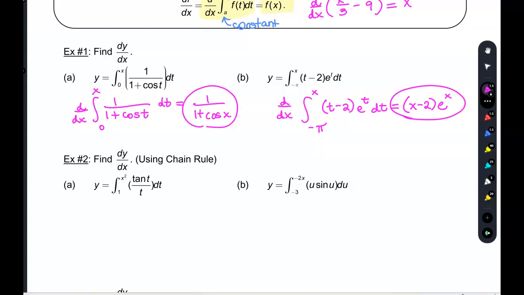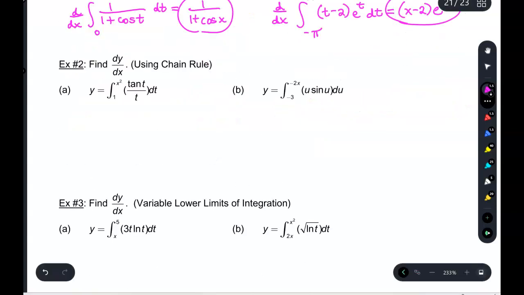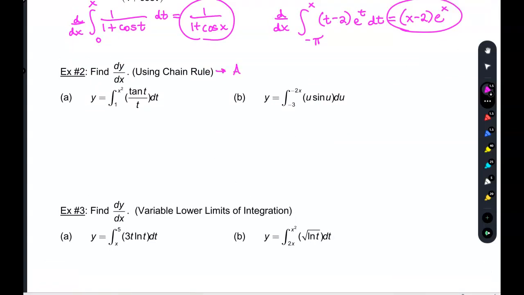Now that was really straightforward because the lower limit of integration was a constant and the upper was just x. However, if you have something in your upper limit of integration other than just x, like an x squared or negative 2x, you have to apply the chain rule to the upper limit of integration. So we're going to apply it to the upper limit of integration.